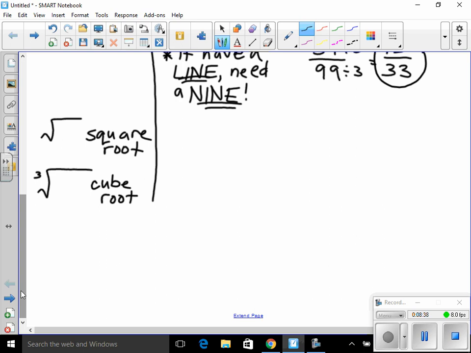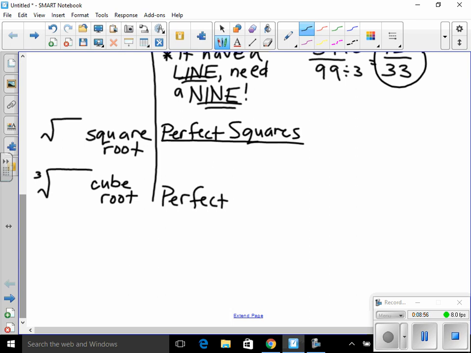So those are the 2 differences. And your Desmos calculator does do both of these, and I'll show you exactly where those are. Okay, but before we do that, we want to talk about some things called perfect squares. And you might have several of these memorized by now. And perfect cubes. Those might be a little trickier for you to memorize.